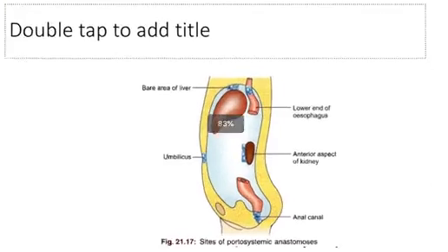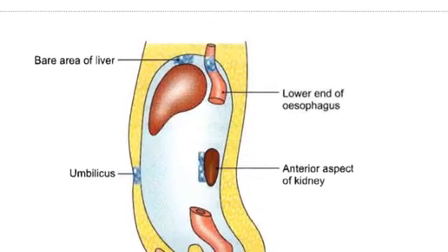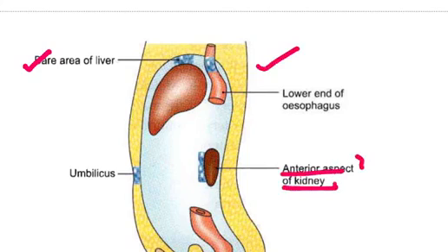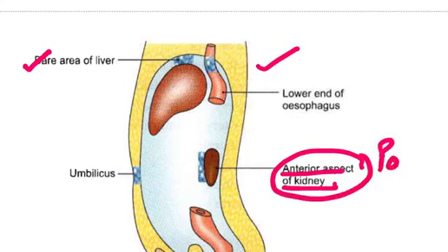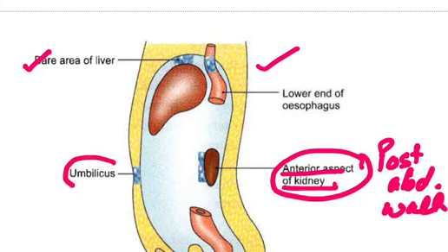This is another diagram showing you the different areas of the portocaval anastomosis, and again this diagram is taken from BDC. So we have the bare area of the liver, the lower end of the esophagus, the anterior aspect of the kidney, the posterior abdominal wall, the umbilicus, and the anal canal. So these are the sites of the portocaval anastomosis.